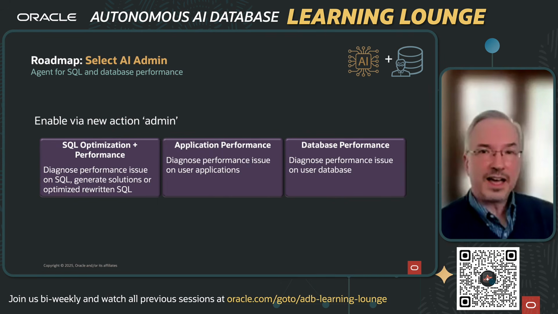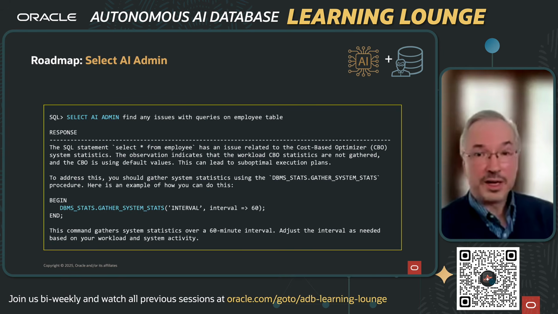Select AI Admin is an AI agent that supports database administration. It can be used with the Select AI agent, the Select AI action admin, to help diagnose and optimize SQL performance, among other features. For example, we might ask, find any issues with queries on the employee table. And the agent may come back with guidance needed to address this, including code to run, like gather system statistics, as shown here.